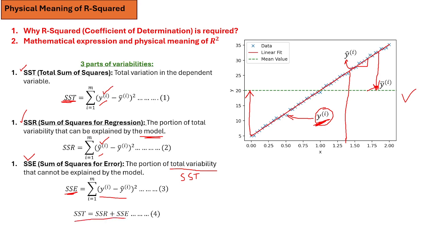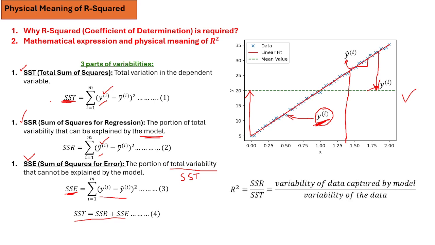Now this equation is really important for the foundation of R squared. As I said, R squared relates all of these three terms. The physical explanation that I provided is just represented mathematically through R squared. So R squared is SSR over SST, which is the variability of data captured by the model over the variability of the actual data.